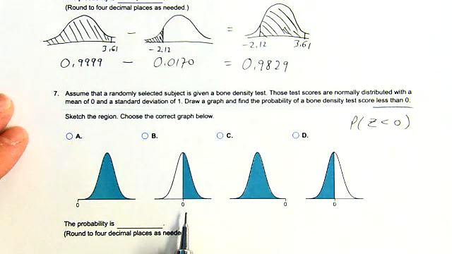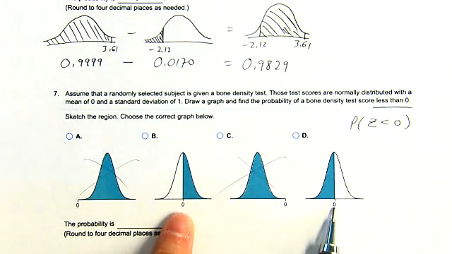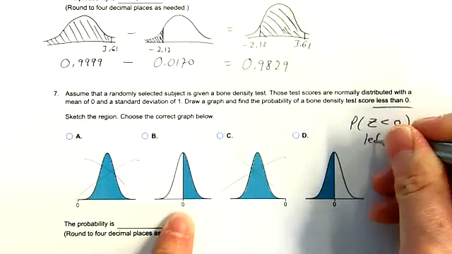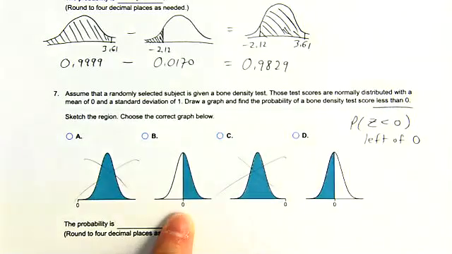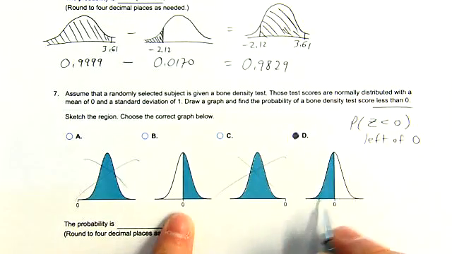Well, 0 on the normal curve is exactly in the center. So the only two possible options would be B and D, because those are the only two that put 0 right in the center. Now, less than that is to the left. So this is saying left of 0. So the correct shading would be D. We want the shading to the left of 0.